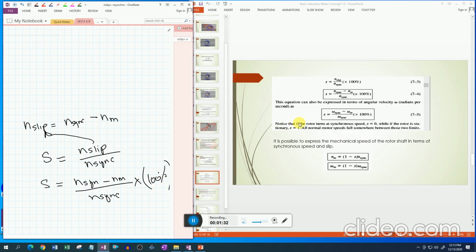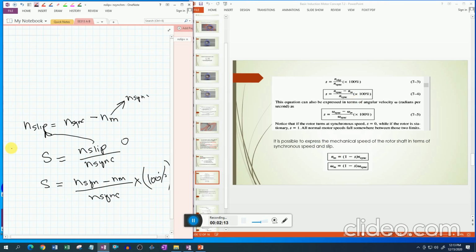One thing here: if the rotor turns at synchronous speed, then nm becomes n synchronous and slip is equal to 0. And if the rotor is stationary, nm is equal to 0, then slip is equal to 1. You can check: if nm is equal to 0, then n synchronous divided by n synchronous gives slip equal to 1. It is possible to express the mechanical speed of the rotor shaft in terms of synchronous speed and slip, which is by calculating these two.